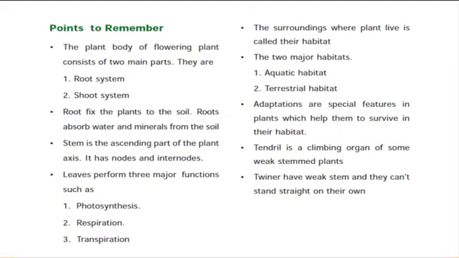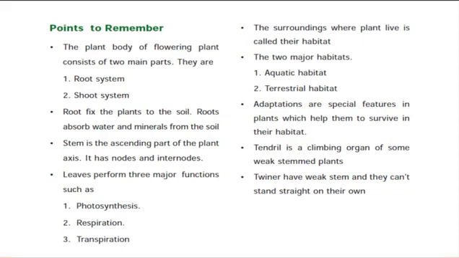Points to remember. The plant body of flowering plant consists of two main parts. They are root system and shoot system. Roots fix the plant to soil. Roots absorb water and minerals from the soil. Stem is the ascending part of the plant axis. It has nodes and internodes. Leaves perform three major functions such as photosynthesis, respiration and transpiration.